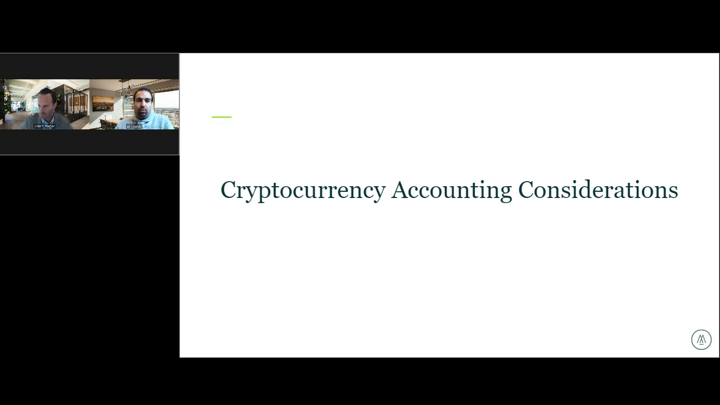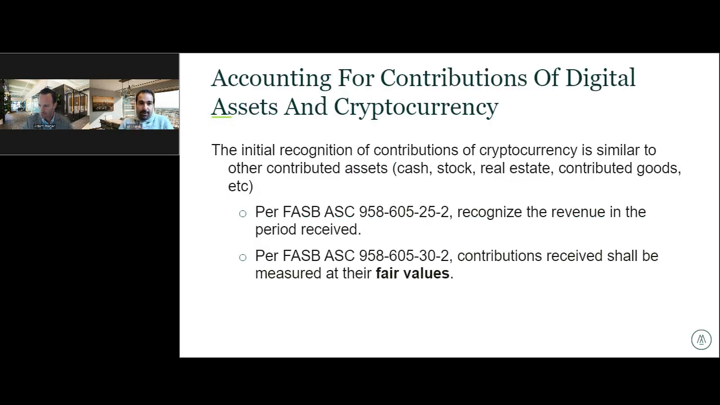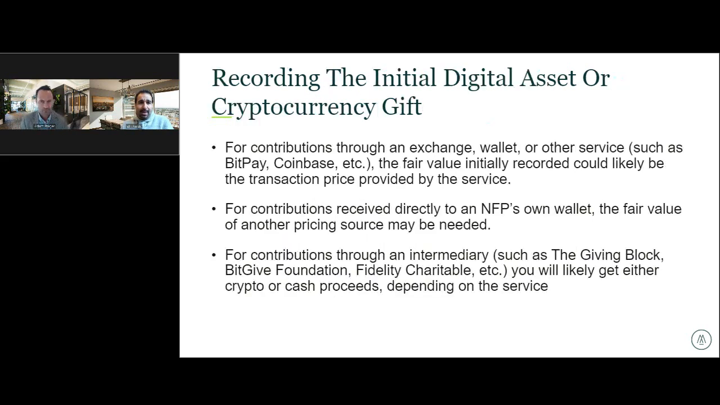So, real quick, if you received crypto as a form of donation, you would account for it, or record it, the same as you would a stock, or real estate, or any other contribution. So you would record it at fair value at the date of gift. To determine how fair value is determined at the date of gift, you'll need to look at the various exchanges to see what the trading price is for that date to determine what the fair value would be.